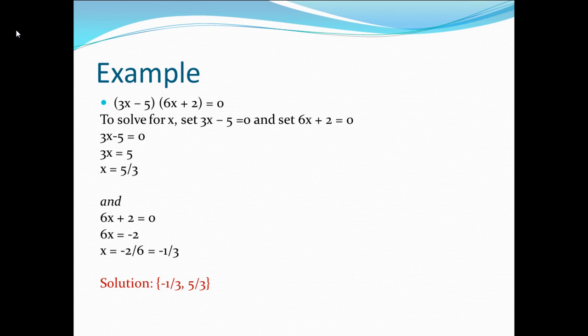And then our second factor, 6x plus 2 set equal to 0. To solve for x, we subtract 2 from both sides and have 6x equal to negative 2. Then divide both sides by 6, leaving us x is equal to negative 2/6. We want to write this in simplest form, so divide the numerator and the denominator both by 2, and we have x is equal to negative 1/3. So our solution set is negative 1/3 and 5/3.